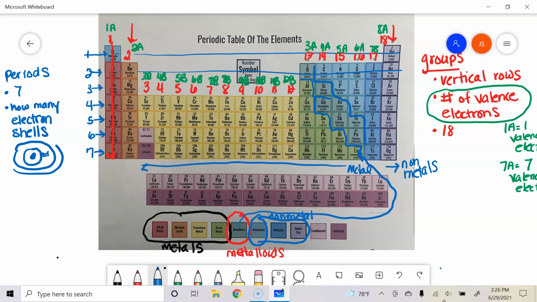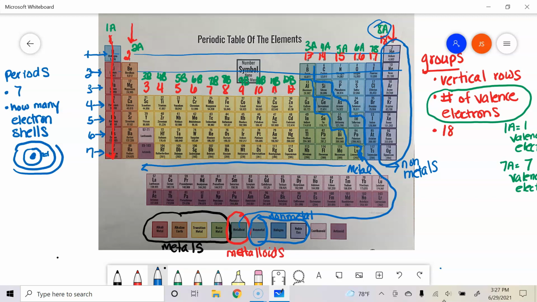Then you have your metalloids. And then over here we have the halogens, which are in group 7A. And then you have the noble gases, which are right here. Now, the noble gases are really important because noble gases are the most stable element. And the reason is because they have a full outer shell of valence electrons. They have 8 in their outer shell. And so this is going to make them very stable. They do not react with any other element because they don't need to.